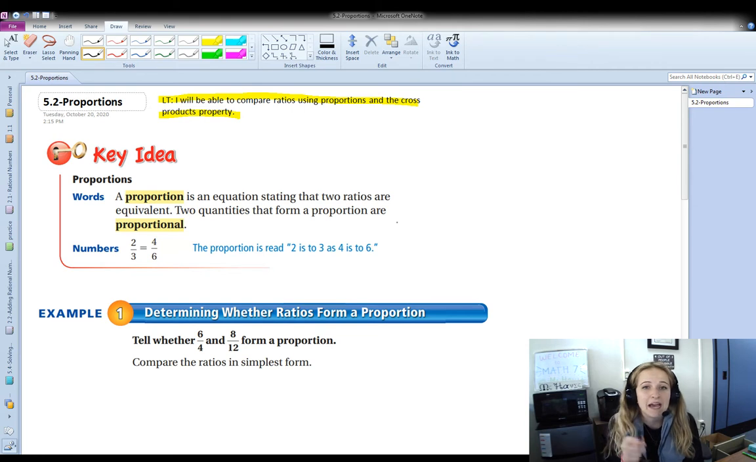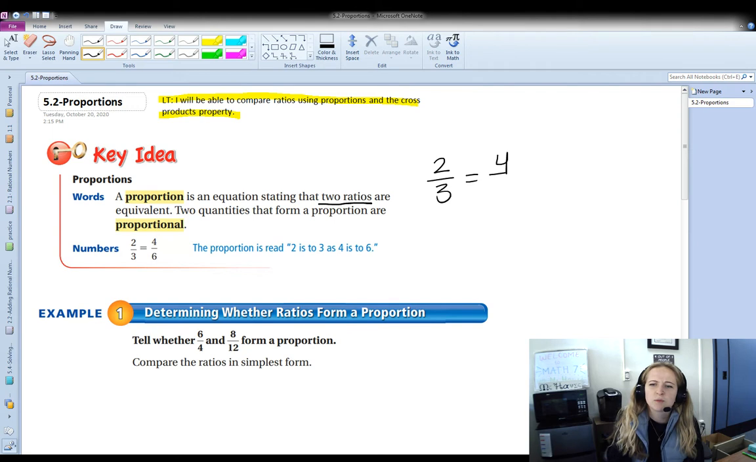All right, so now I would like you to listen to me read the definition. So, proportions. A proportion is an equation stating that two ratios are equivalent. Two quantities that form a proportion are proportional. So, let's look at this. 2 over 3 equals 4 over 6. You're probably like, how are those equal, right?